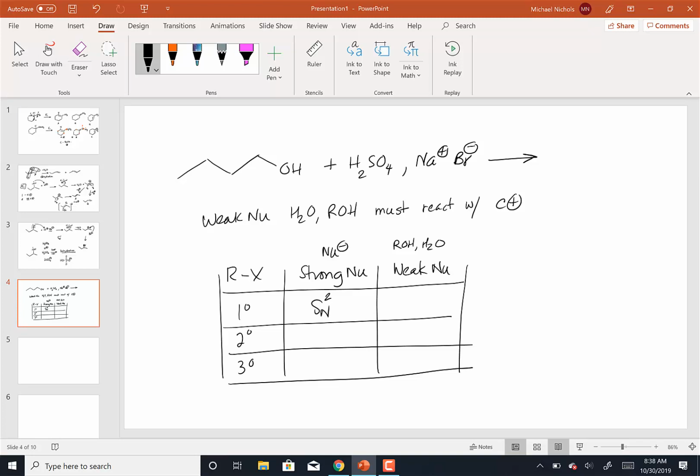Why? Fact number 1. Primaries only undergo 2 reactions. Okay. What about primary and a weak nucleophile? What are we going to get?